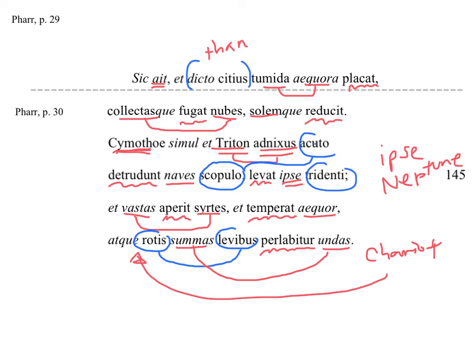So one more time. He himself lifts with his trident and opens the vast shoals and tempers the sea and glides with his light wheels on the tops of the waves. And here you've got nice ablative interlocking with this. We call that interlocking order, or synchesis, that figure of speech right there. Interlocking order, or synchesis. Hopefully I'm spelling it right. Synchesis. Okay, we'll move on to the next line.